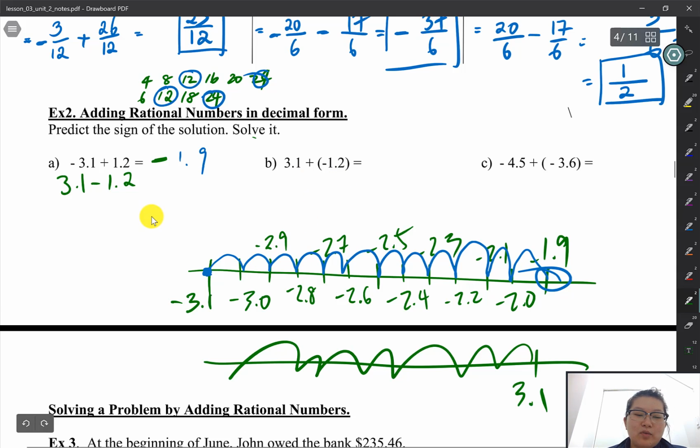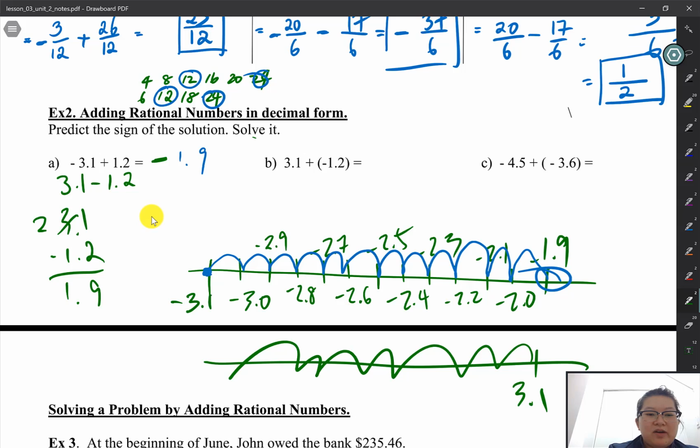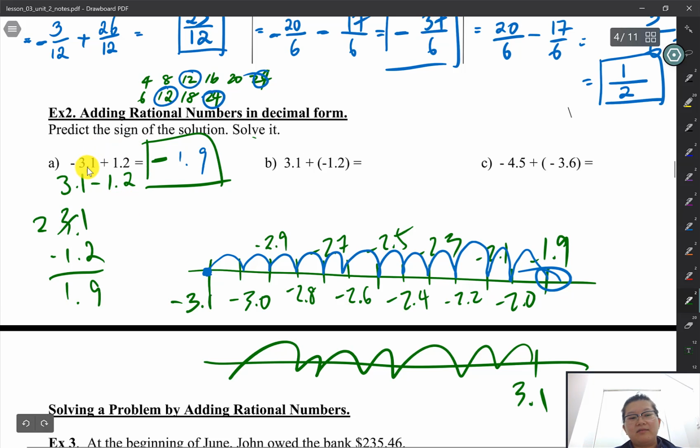So really, I just take 3.1 minus 1.2 and put on the negative sign. If I do this, 1 minus 2, that's 9, carry 1 over, so that's going to give me 1.9. So my final answer is negative 1.9. Essentially, I just find the difference and slap in the correct sign. If 3.1 were the bigger number, then the answer would be positive instead.